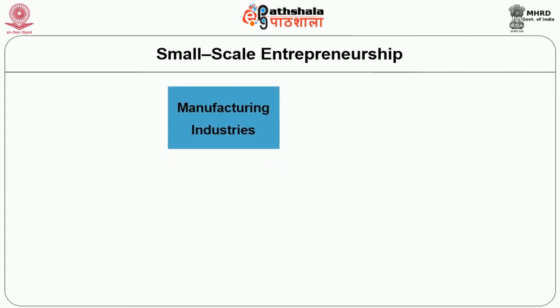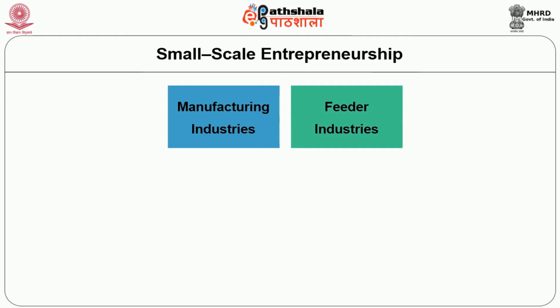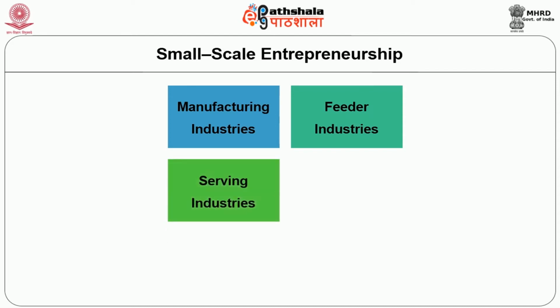Manufacturing industries are industries which can produce complete products used for direct consumption and also for processing. Feeder industries are industries specialized in certain types of products and services, for example, electroplating and casting. Service industries are used to provide service for humanity.